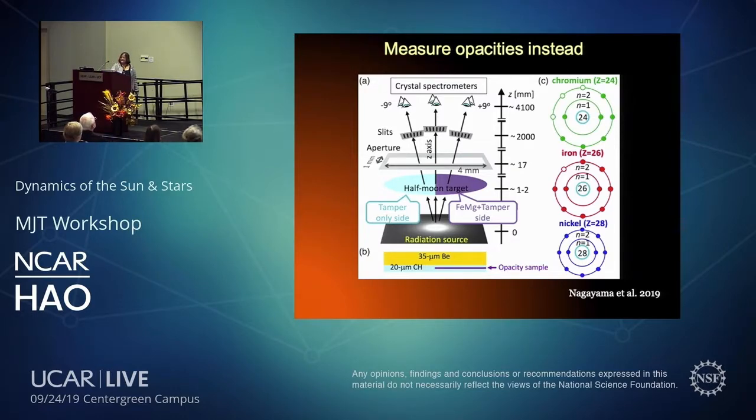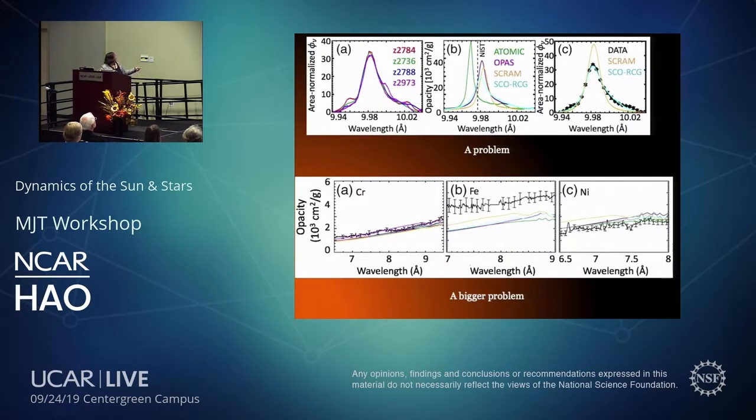Of course, life is never simple. That's the pseudo-continuum for chromium, iron, nickel. Chromium matches, nickel sort of matches, iron stands out like a sore thumb. This just shows different experiments that they can actually reproduce the line shape. This is a nickel transition.